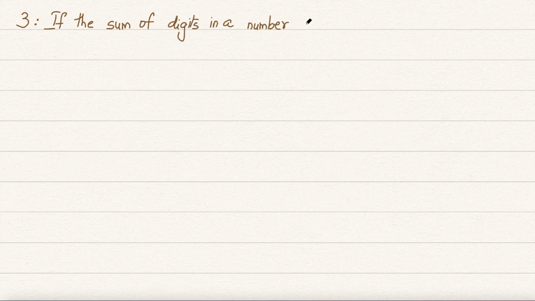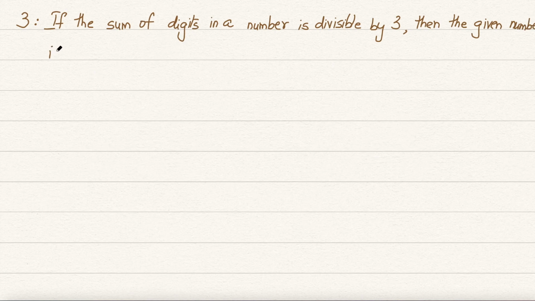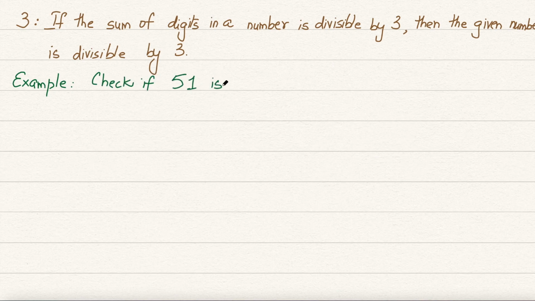Let's check how we can determine if any given number is divisible by 3 or not. If the sum of digits in a number is divisible by 3, then the number is divisible by 3. The example that we will solve is check if 51 is divisible by 3.